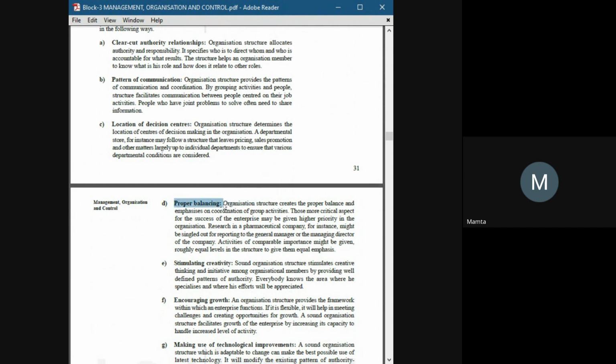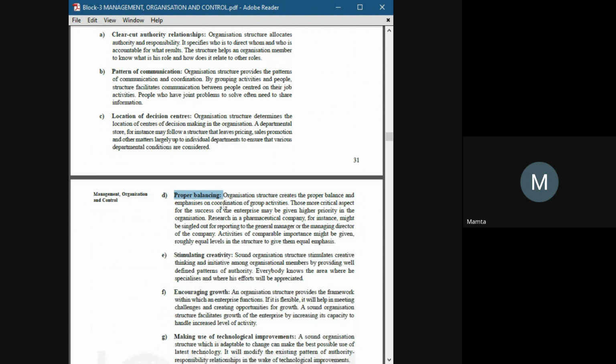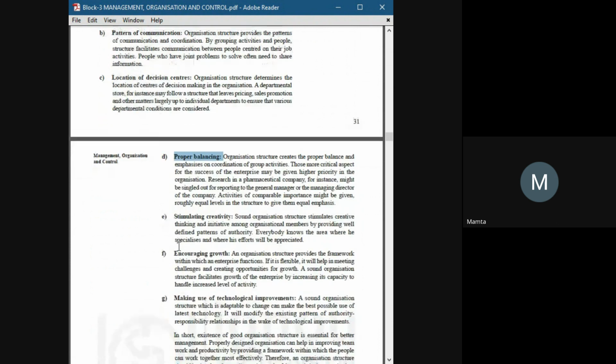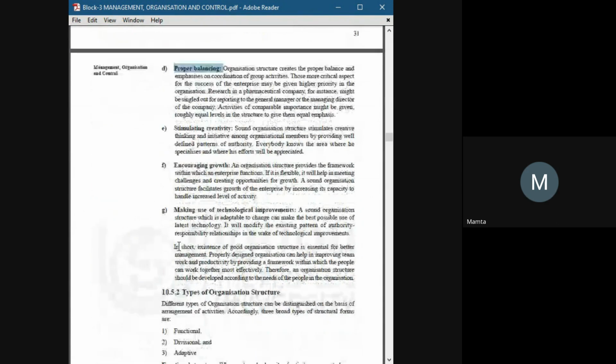Proper balancing: organizational structure creates the proper balance and emphasizes coordination of group activities. The more critical aspects for the success of the enterprise may be given higher priority in the organization. So there should be a balance.